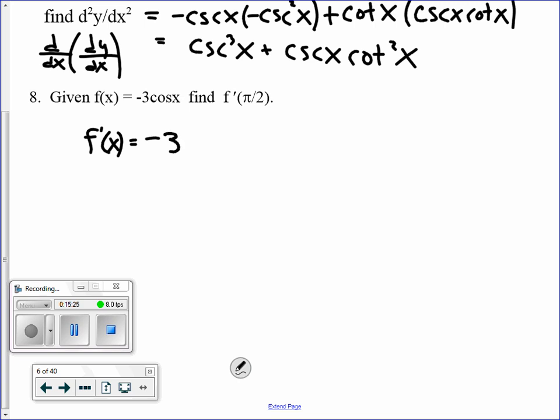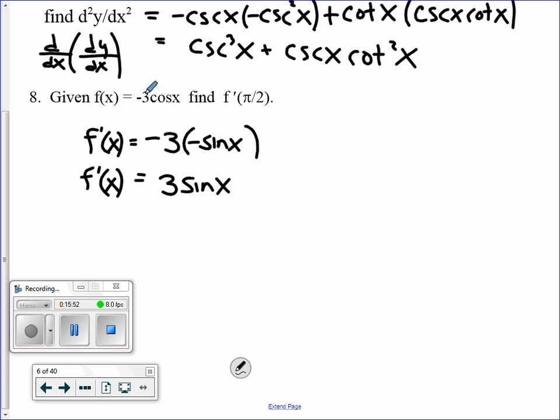I mean, if you use the product rule, you won't be wrong. You'll get the same thing. But when it's a constant multiplier, not being added, then the derivative would be 0. But when it's a multiplier, you leave the constant and you multiply by the derivative of what follows. Derivative of cosine x is negative sine x. So we get that our first derivative is equal to positive 3 sine x.